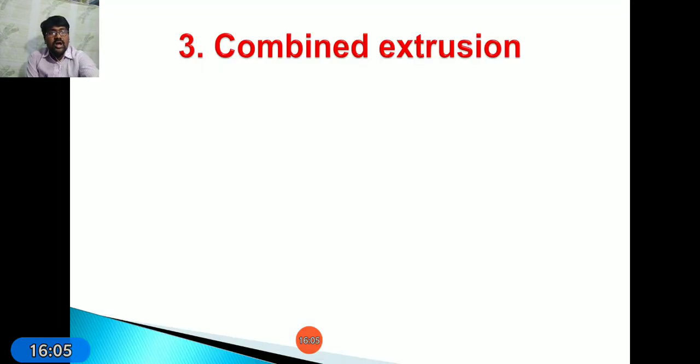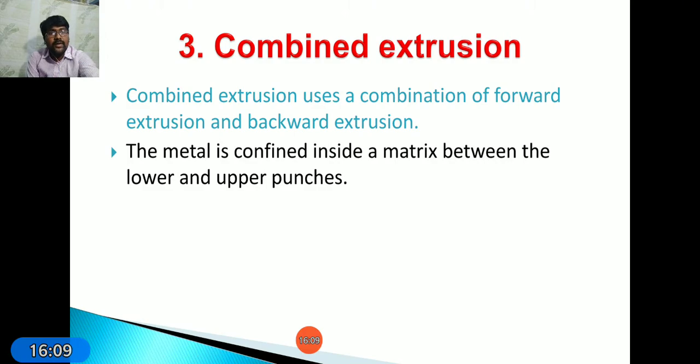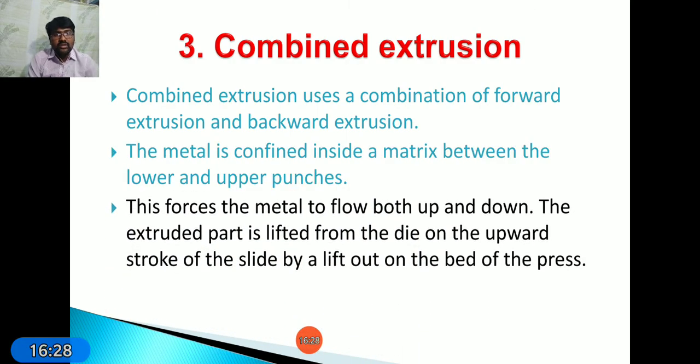Next, coming to the combined extrusion process. The combined extrusion process uses a combination of forward and backward extrusion processes. Both can be used in combined extrusion. Here the metal is confined inside a matrix between the lower and upper punches. Like that we have to carry it.